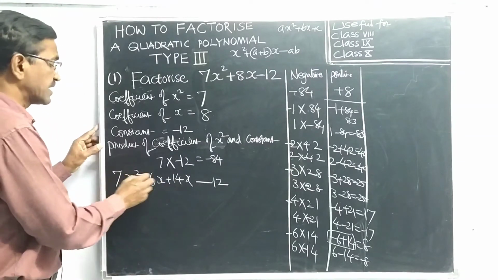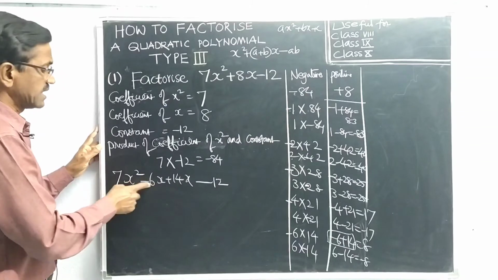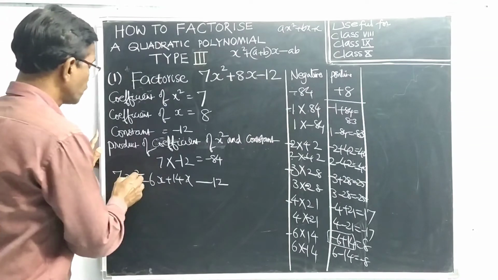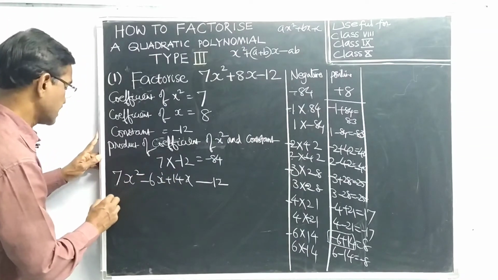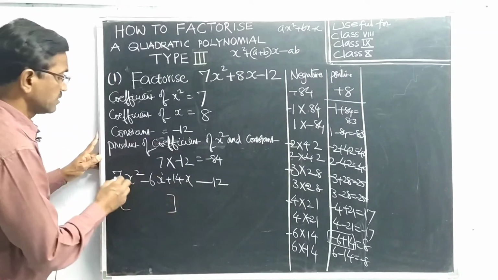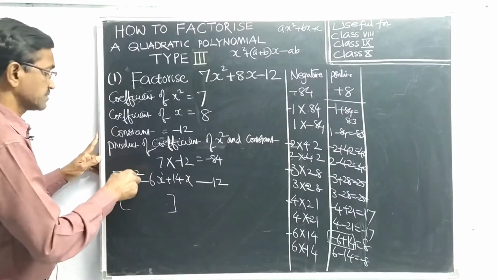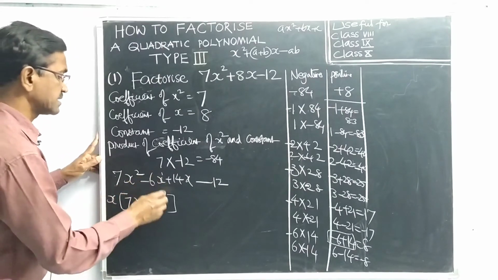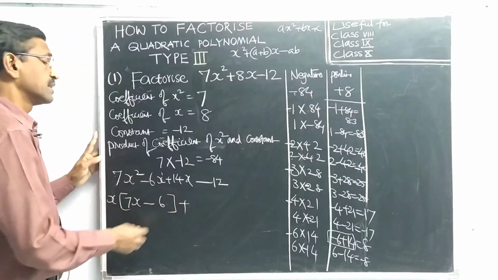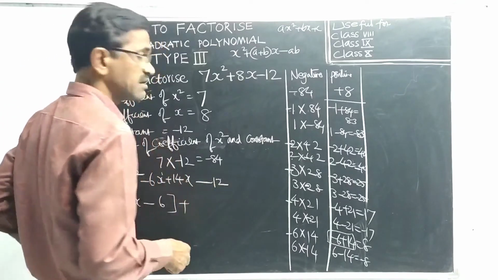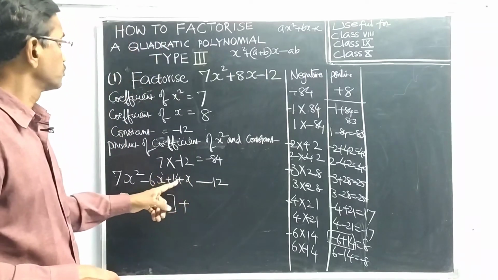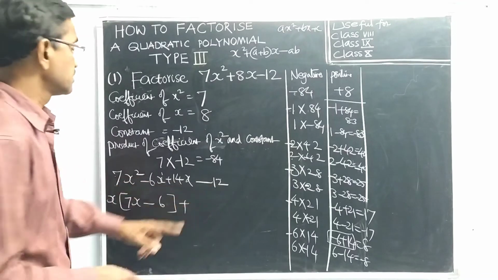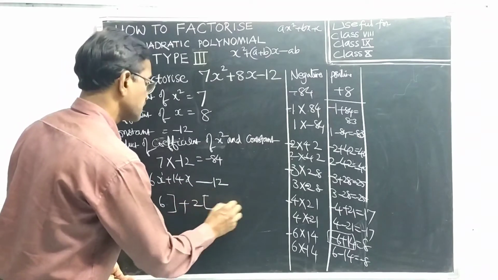Now what is the common factor here? This 7 and 6, they have no common factors. So only x is the common factor. Take x as common factor. Now 7x square by x, x square cancels, 7x. Here minus 6x by x, x cancels, minus 6 remains. Here 14 and 12. What is the common factor? 2. 2 7s are 14, 2 6s are 12. So only 2 is the common factor.